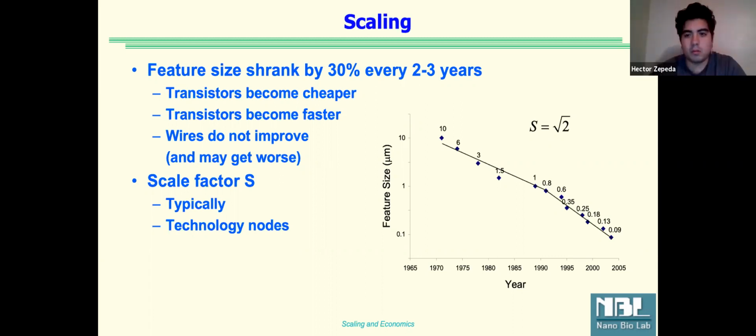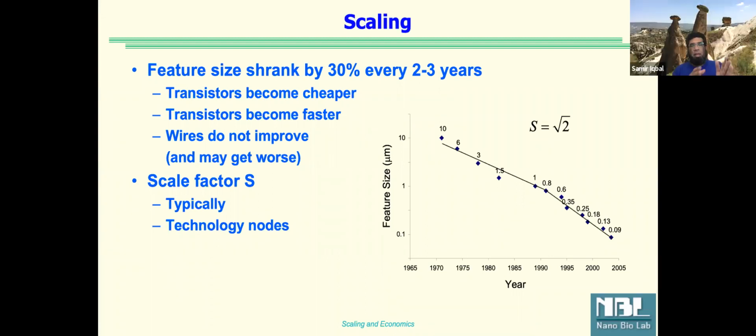1.41. 1.3 or 1.4? 1.4, right? So which means we have been going smaller and smaller by making things about 1.4 times smaller than before. So that's the push.